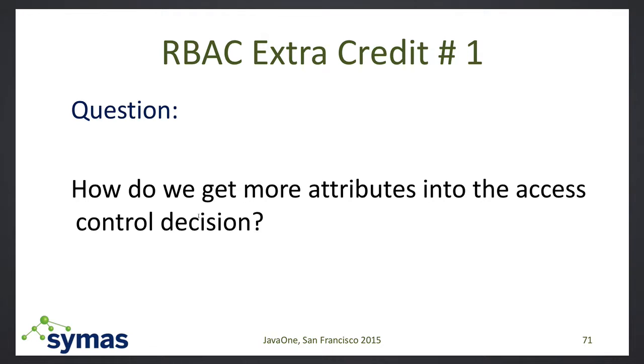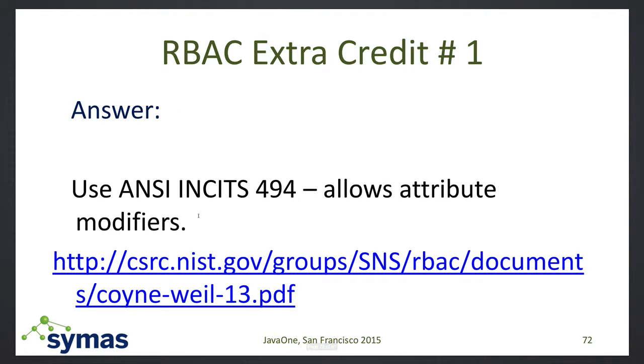Question number 1, how do we get more attributes into the access control decision? With role-based access control, one of the complaints is that it is a role-centric model, and that it's hard to get constraints in there based on attributes like location and time and organization. And the answer is use ANSI INCITS 494, which allows attribute modifiers.